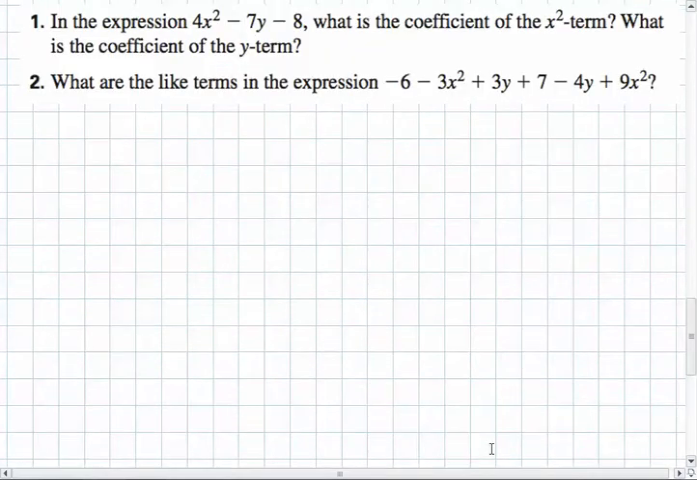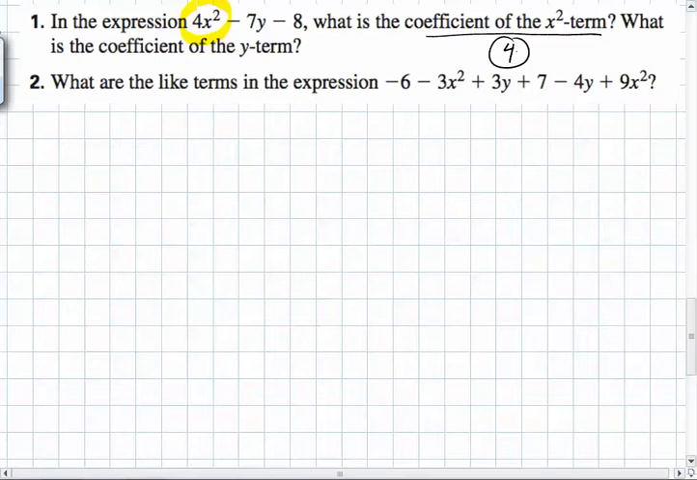So let's do two questions. In the expression 4x squared minus 7y minus 8, what is the coefficient of the x squared term? So you have to find the x squared term, which is right there, and find the coefficient, which is just the number in front of x squared, the variable term. So in this case, the coefficient of the x squared term is going to be 4.